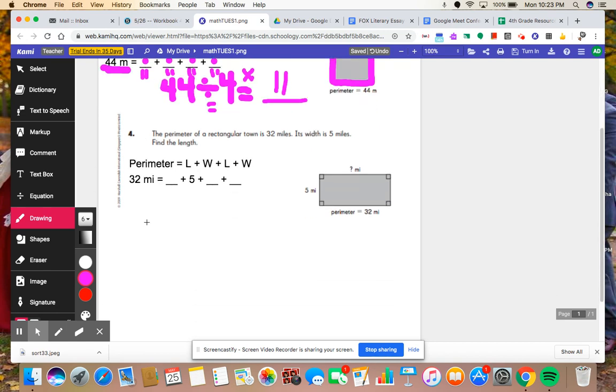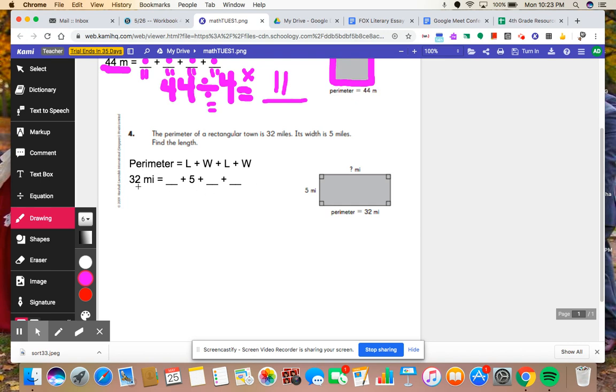Let's look at number 4. Number 4 is a little bit more complicated. So it says the perimeter of a rectangle town is 32 miles. Its width is 5 miles. Find the length. So we have the perimeter. We have one side, okay? So again, I like to draw out my formula. Perimeter equals length plus width plus length plus width. And then fill in what you have.